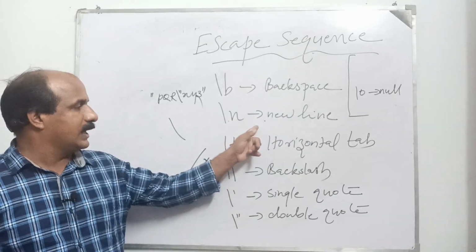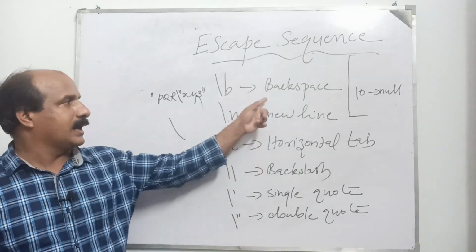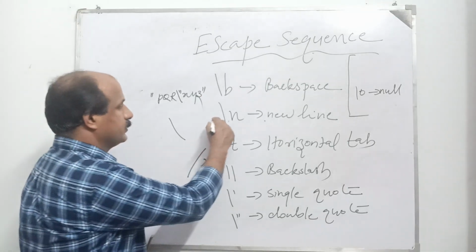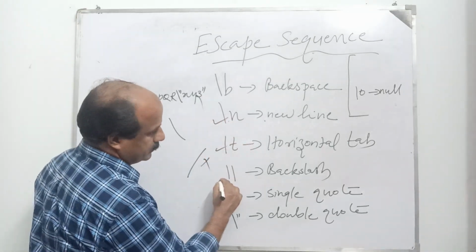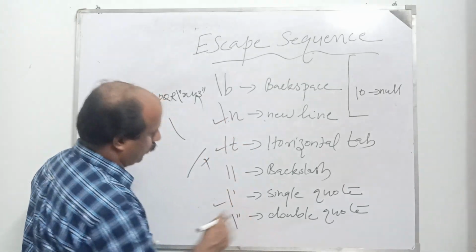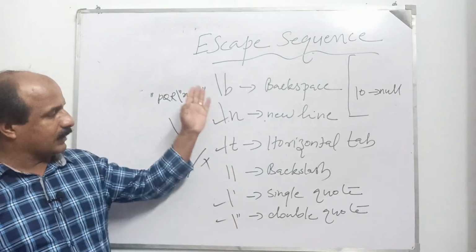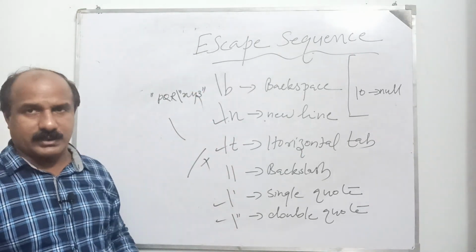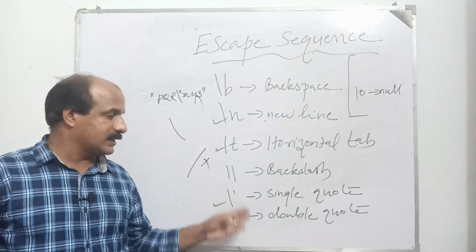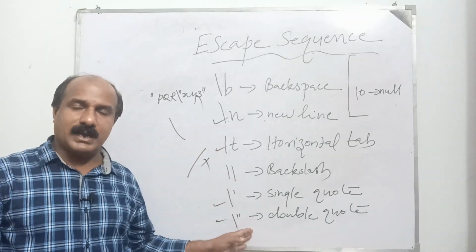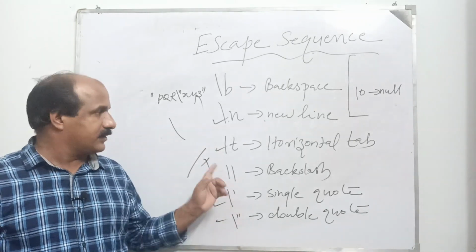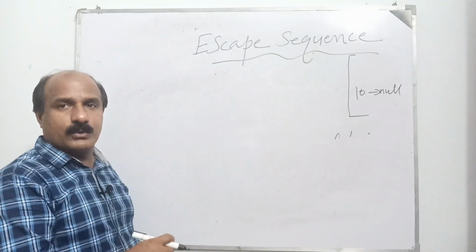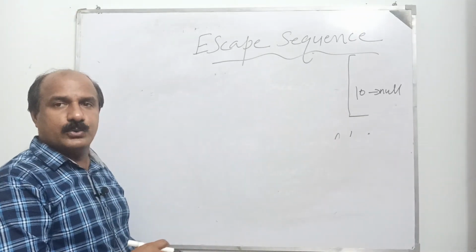So these are new line, horizontal tab and backspace. These first four are very important. Whatever I have written here is important, but these are the ones you need to tick mark on your page number 50 and learn. Now we are going to see the use of new line.